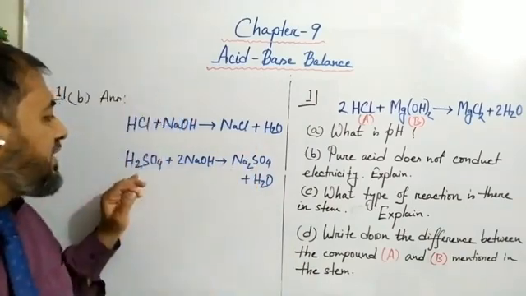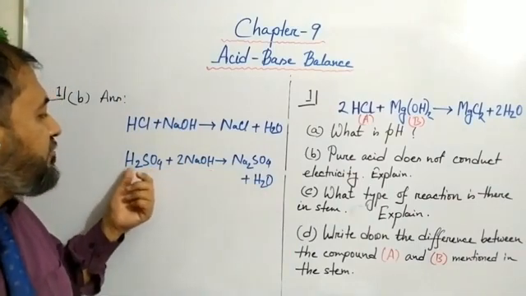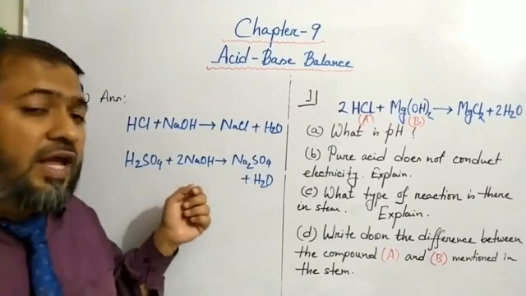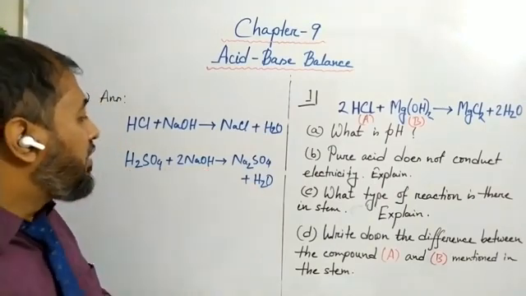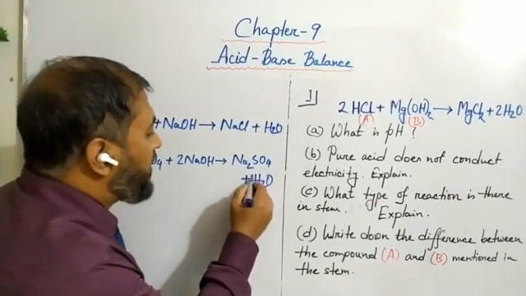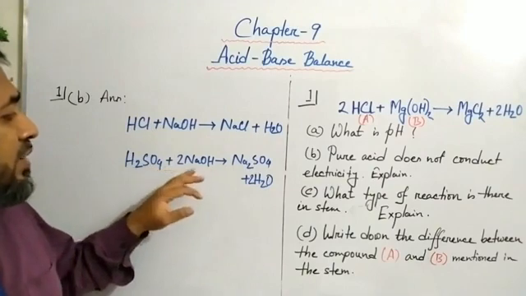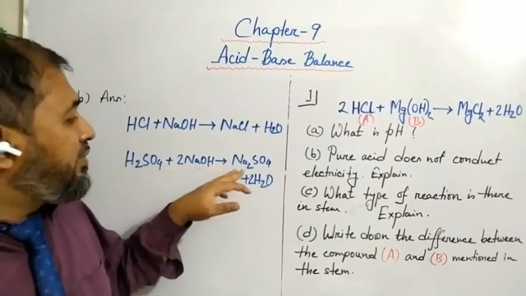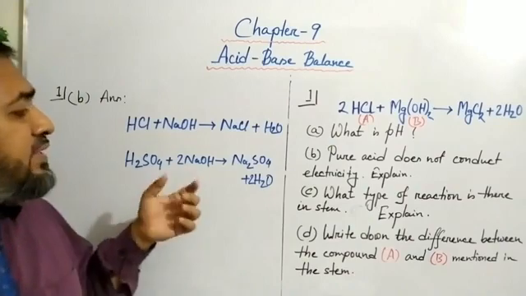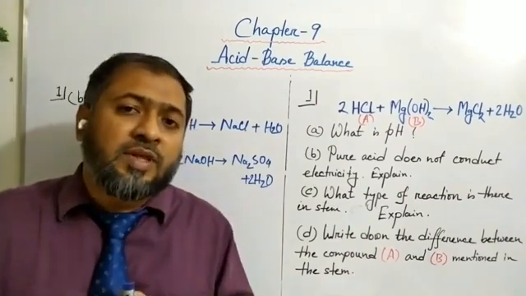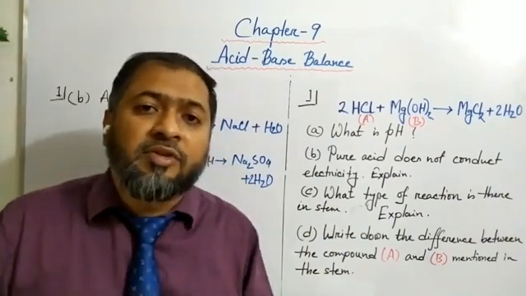In a similar way, in sulfuric acid, hydrogen ion from sulfuric acid and hydroxyl ion from sodium hydroxide produce water molecule, and sodium from sodium hydroxide and sulfate from sulfuric acid produce sodium sulfate. In this case, both of these compounds are neutral in nature.